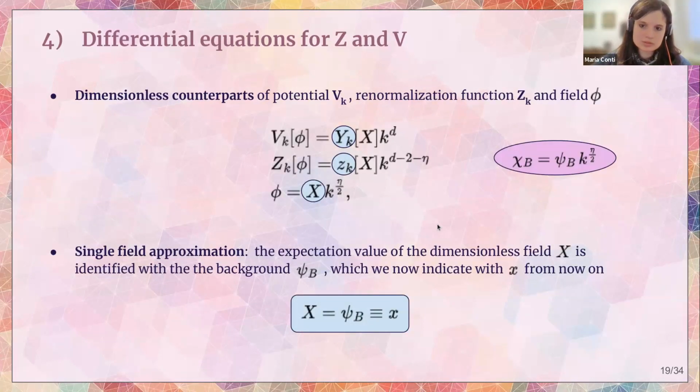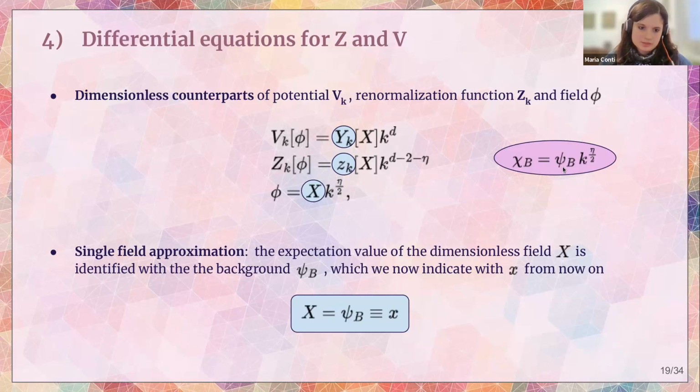the dimensionless counterparts of these objects. So these I finally introduce. I call big Yk the dimensionless counterpart of the potential, and I call small zk the dimensionless counterpart of the renormalization function. So what is the point? Well, the point is that we had to insert this anomalous scaling for the background, so we have to do the same for the whole field. In general, they share the same structure, of course, but this dimensionless counterpart for the whole field, which we call big X, is different from this psi b.